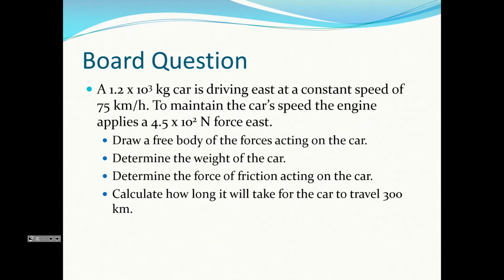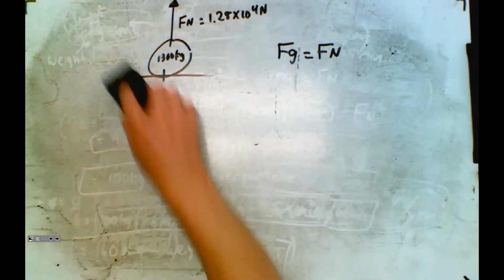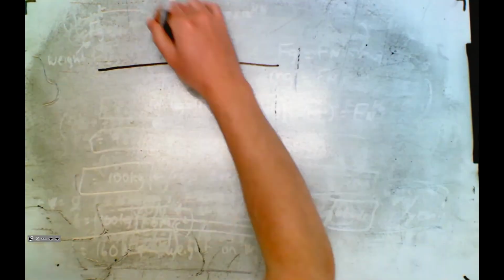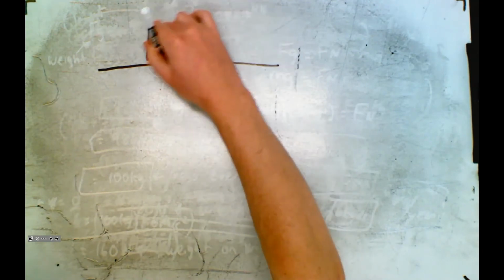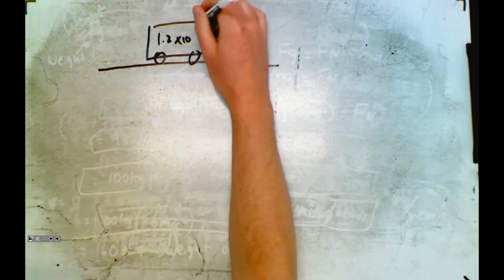So pause the video. Try these on your own. I'm going to go through them right now. So you need to try them on your own first. So I'm going to start off with my free body diagram. So I have my car, which has a mass of 1.2 times 10 to the 3 kilograms.